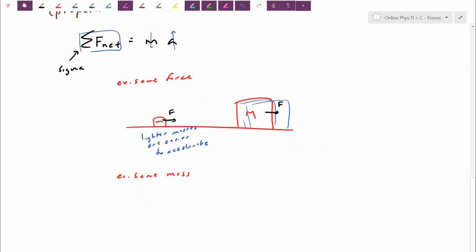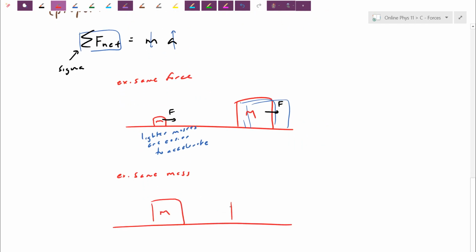So what if I scratch that picture? I don't have one small mass and one big mass. Let's just have one medium mass. And what if I decide this time to push at different strengths? The first time I'm pushing with a really, really tiny force. The second time I'm going to push with a gigantic amount of force.